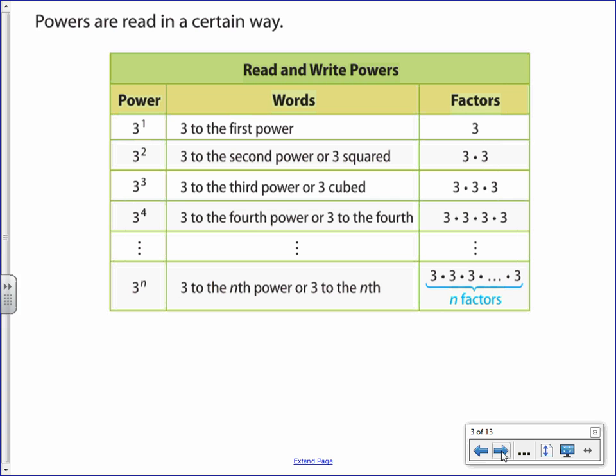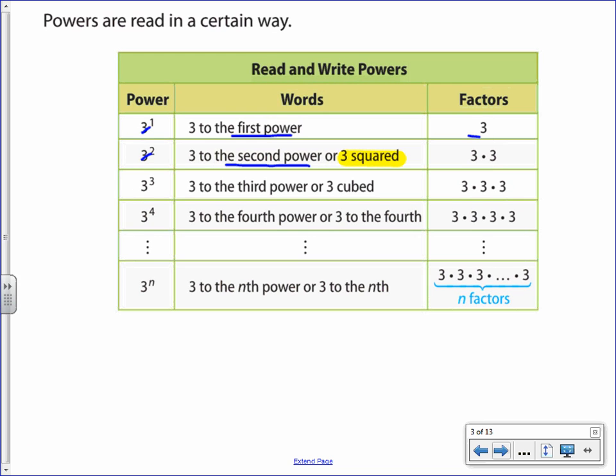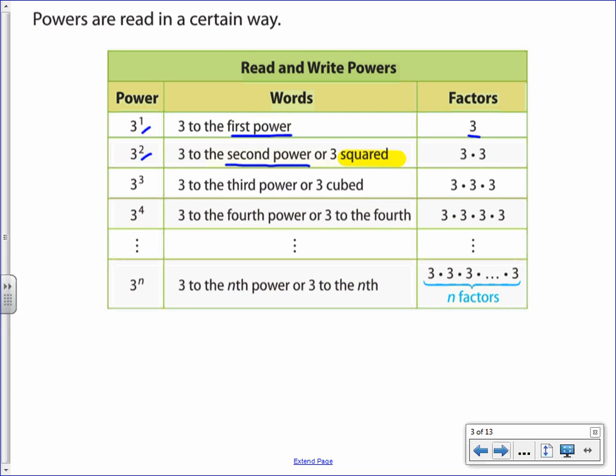Powers are read in a certain way. The first one is 3 to the first power. We have an exponent of 1, to the first power, and there's 1 factor. I have an exponent of 2. It says 3 to the second power, or the special word there that you should know is squared. How many factors are there? 2. Why are there 2 factors? Because the exponent is 2. Next one, 3 cubed, or 3 to the third power. Our special word here is cubed.